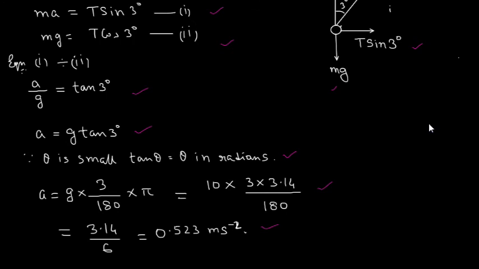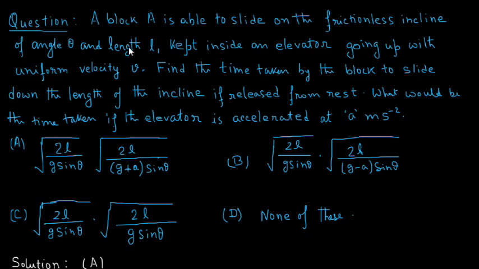This is the answer. Next question: a block A is able to slide on a frictionless incline of angle theta and length L kept inside an elevator going up with a uniform velocity v. Find the time taken by the block to slide down the length of the incline if released from rest, and what would be the time taken if the elevator is accelerated at a meter per second square? Options are: A, under root 2L by g sine theta, multiplied by 2L by g plus a sine theta.